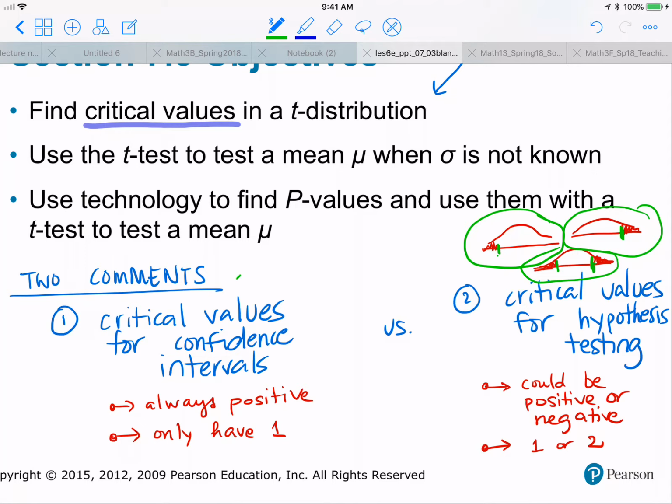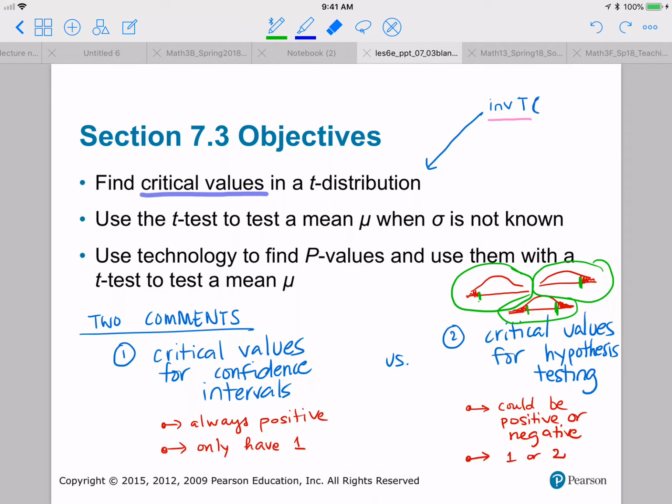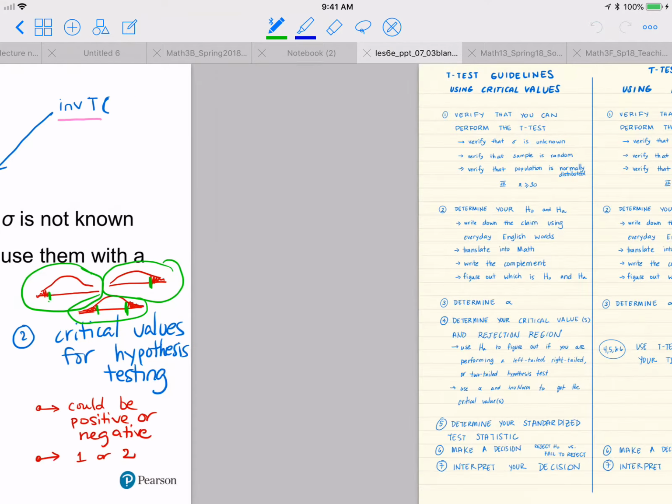The way we find the critical value is in an earlier video, so I won't go over it now. But just be aware, for instance, if you're using websites or online calculators, that if you say critical value, you need to be sure you know what the critical value is used for. Is it for a hypothesis test or is it for a confidence interval? Okay.